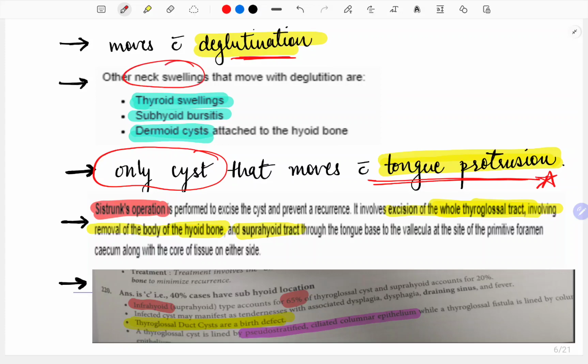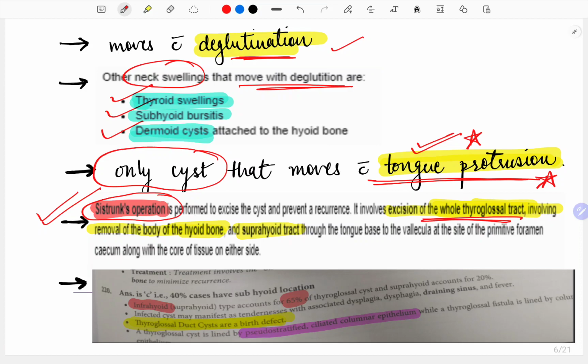And other neck swellings, or we can say the differentials of swellings which move with deglutition, are thyroid swelling, subhyoid bursitis or dermoid cyst. But remember, thyroglossal cyst not only moves with deglutition, it also moves with tongue protrusion, making it different from the other swellings. Third important point is that for its removal a procedure is done, known as Sistrunk's operation. Here we excise the whole thyroglossal tract involving the body of the hyoid bone and suprahyoid tract, and no incision and drainage is done here, just this complete removal is done.